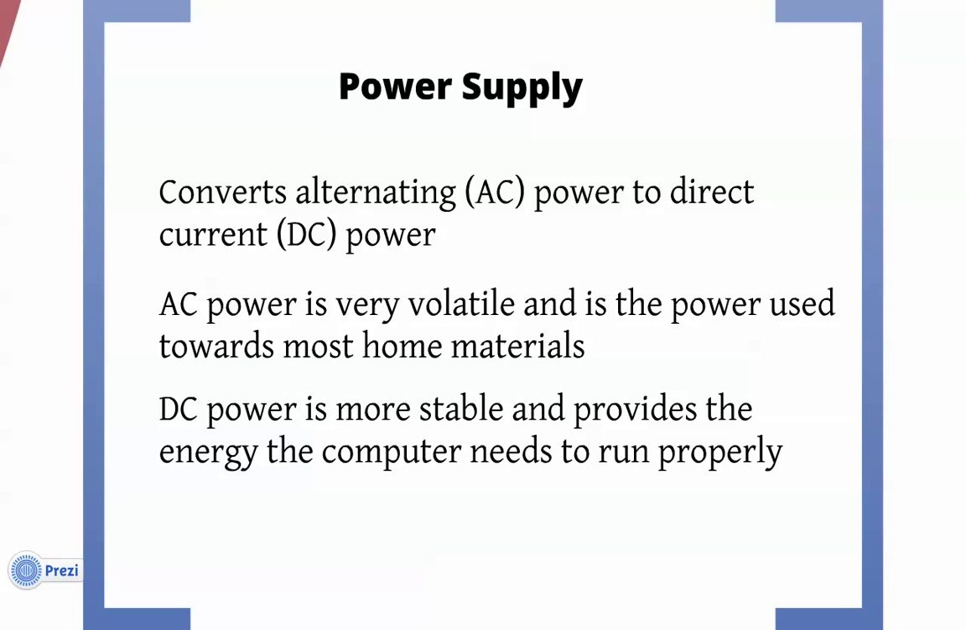Then we have the power supply. The computer must have power to work, just like the human brain needs energy, which comes from sleeping, to operate effectively. AC power is what most home appliances need to keep running, but a computer uses DC power, so it converts the AC power to DC power because it's more steady and allows the computer to run properly.